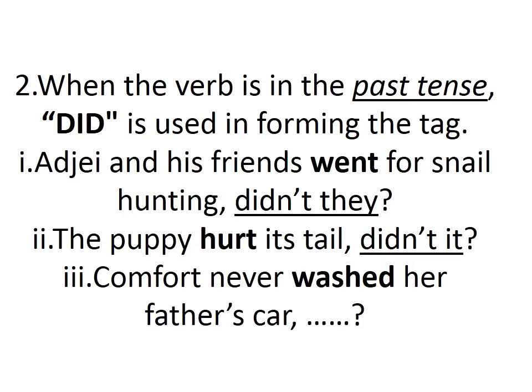So let's look at the first example here. Ajay and his friends went for snail hunting. The word in bold print, went, is the verb in the past tense. Ajay and his friends. The pronoun that replaces the subject is they. So it's like they went for snail hunting. And the statement is a positive statement, so I use a negative tag. So did, then the negative form is didn't. So Ajay and his friends went for snail hunting. Didn't they?